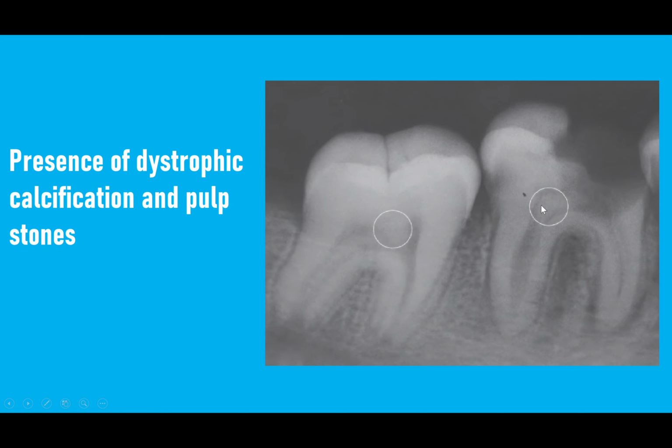Whenever an irritant enters the area and the pulp wants to seal itself, it starts calcification to block the path of entry of that inflammatory thing or that irritant. So this makes dystrophic calcification or can cause the happening of pulp stones.